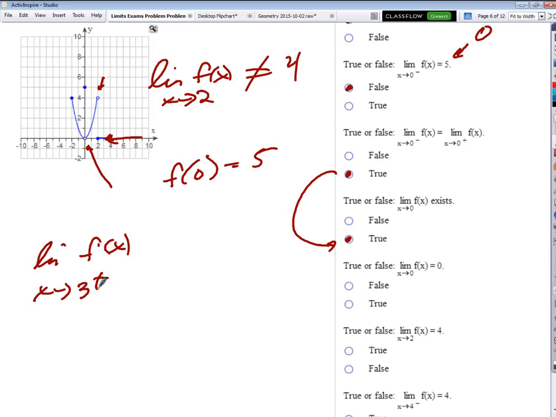We call this a right-handed limit because we're approaching from the right towards the value. It's easily confused. And approaching 3 minus would mean I'm approaching from the negative direction, walking left to right.